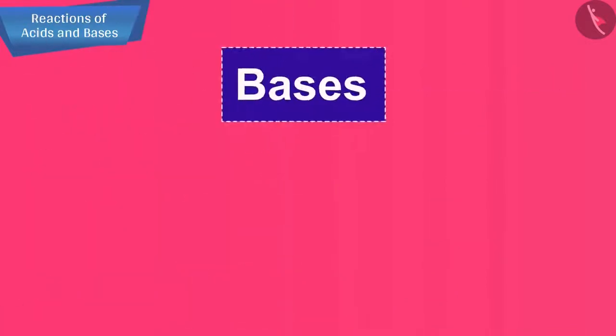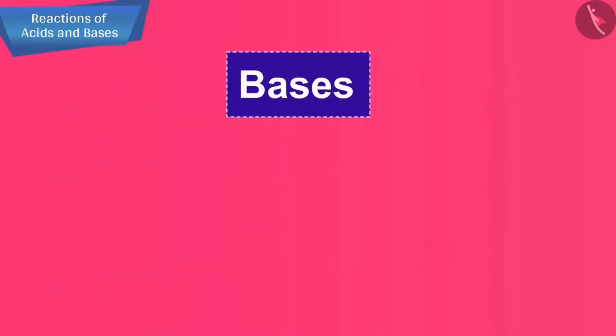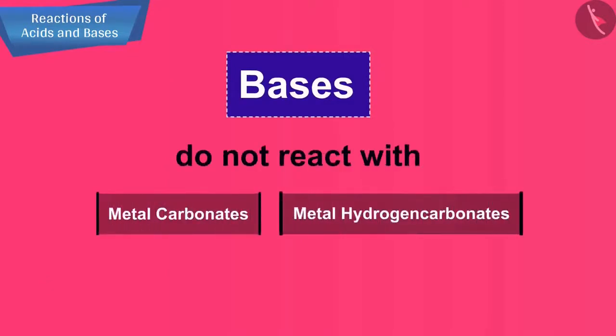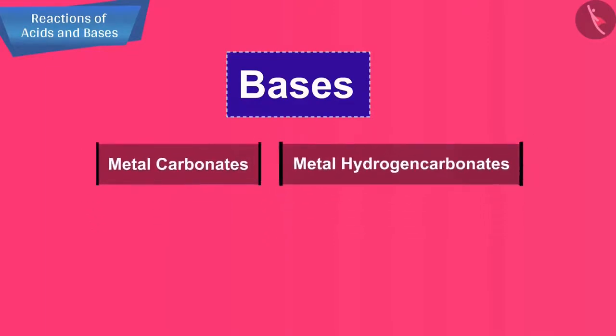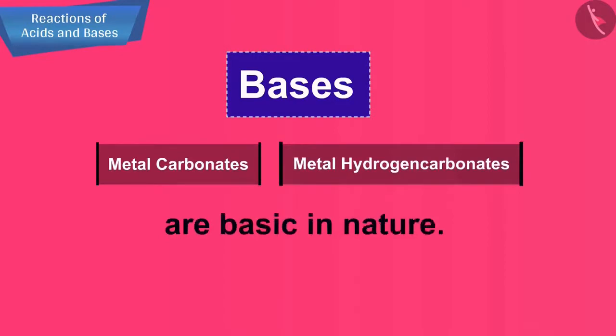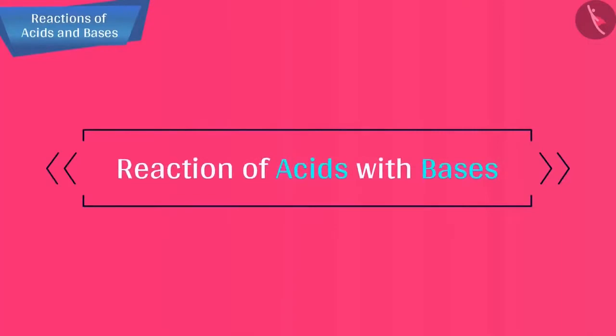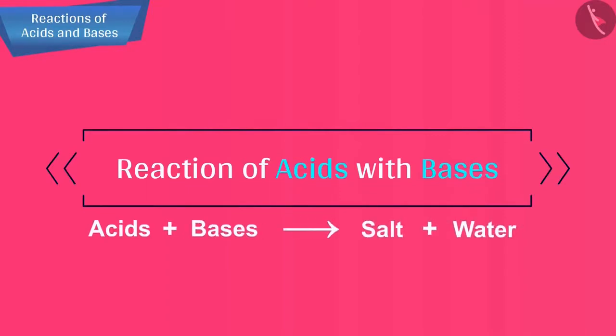Now, if we talk about bases, bases do not react with metal carbonates and metal hydrogen carbonates. You must be wondering why? Because both metal carbonates and metal hydrogen carbonates are basic in nature. Let us now move ahead to the next type of reaction, that is, the reaction of acids with bases. When an acid reacts with a base, then a salt and water are formed.